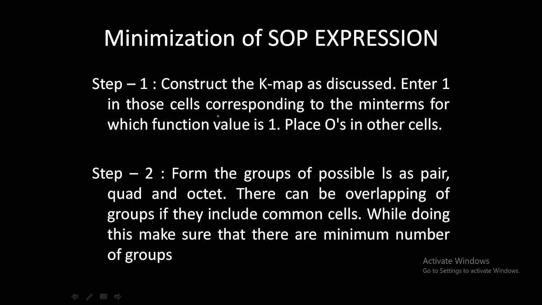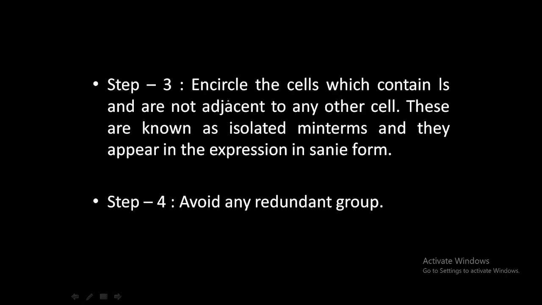There should be only the minimum number of groups present in the K-map, and we will circle the cells which contain 1 and are not adjacent to any other cells. These are known as isolated minterms, and they appear in the expression in SOP form.